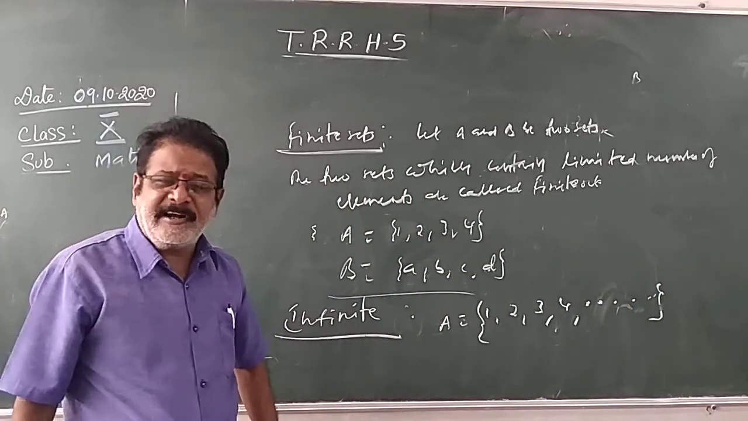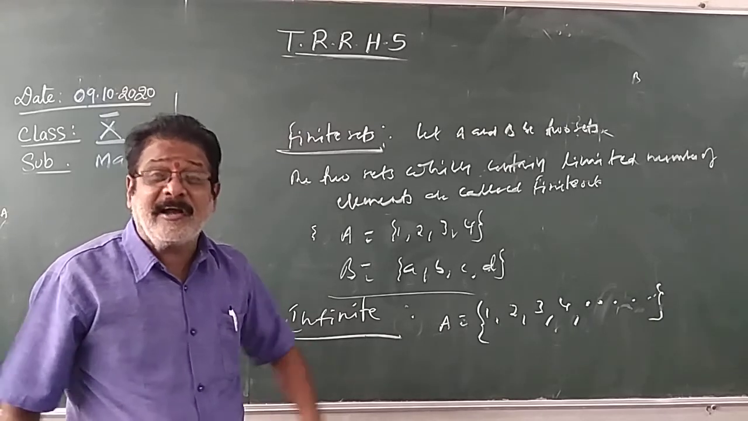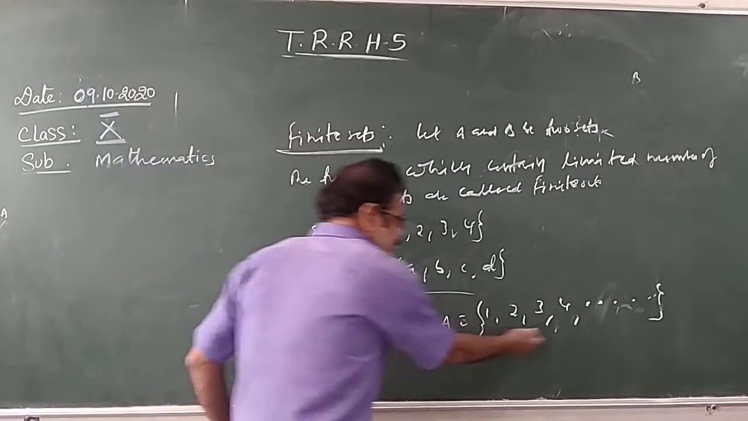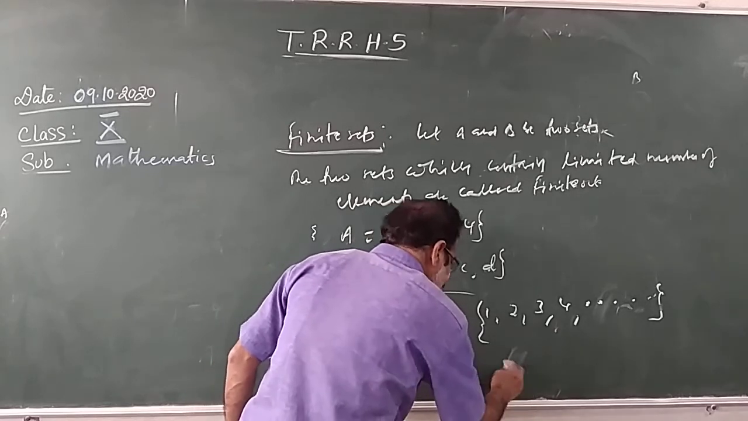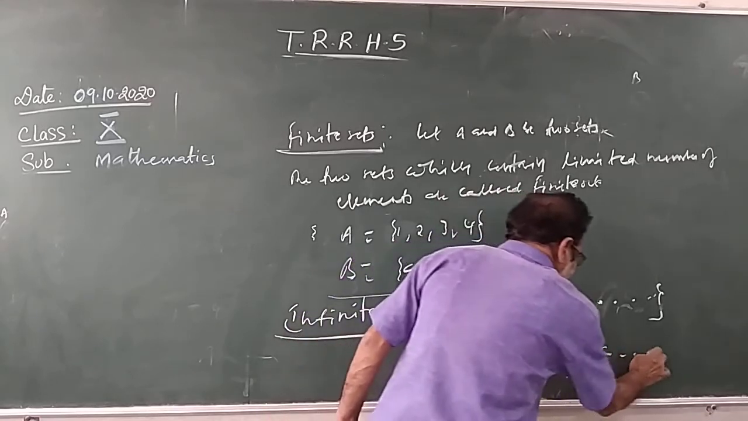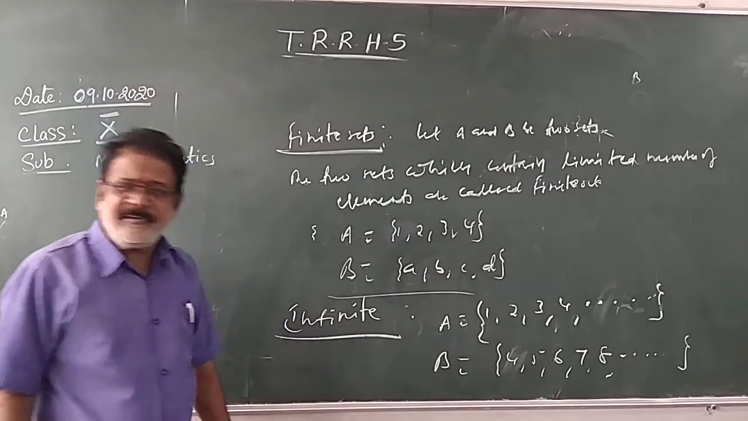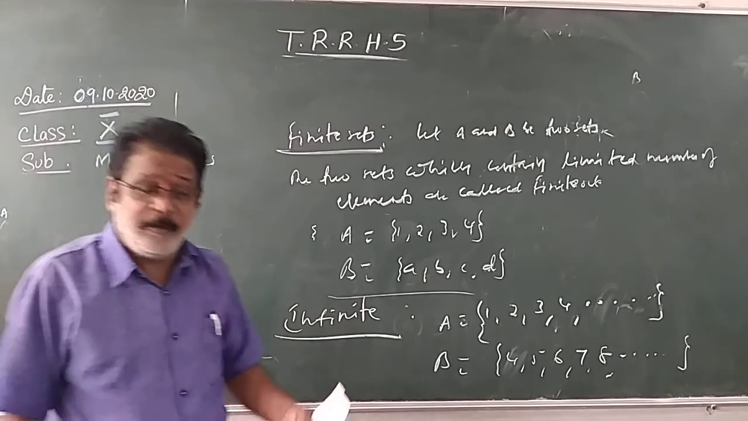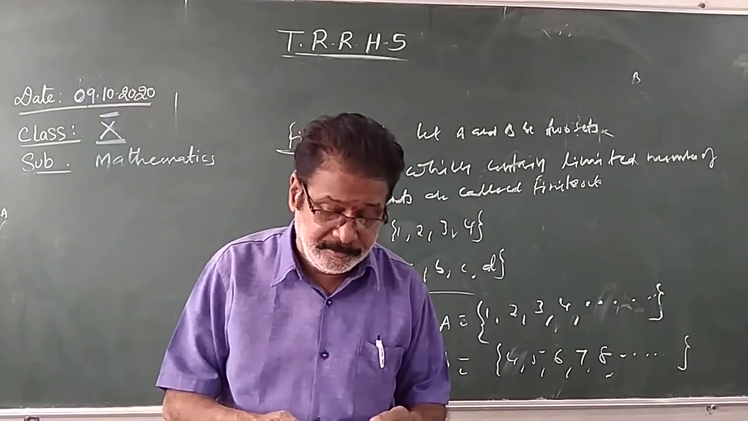So the sets which contain an unlimited number of elements do not end with any element. It is continuation. This is an infinite set. B is equal to {4, 5, 6, 7, 8, ...} like this. Unlimited number of elements. The sets which contain unlimited number of elements are called infinite sets. I hope you understood finite and infinite sets, children.